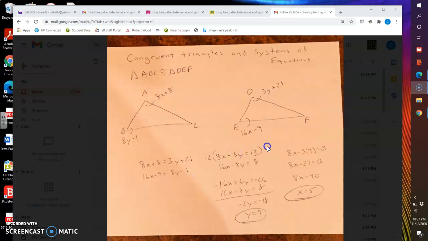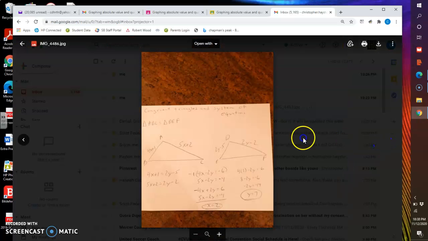If I multiply the top by negative 2, I get negative 16x plus 6y equals negative 26. Below, I get 16x minus 8y equals 8. The 16x's cancel out. We're left with negative 2y equals negative 18 and y equals 9. Plug 9 back into 8x minus 3y equals 13. I solve for x and I get x equals 5.